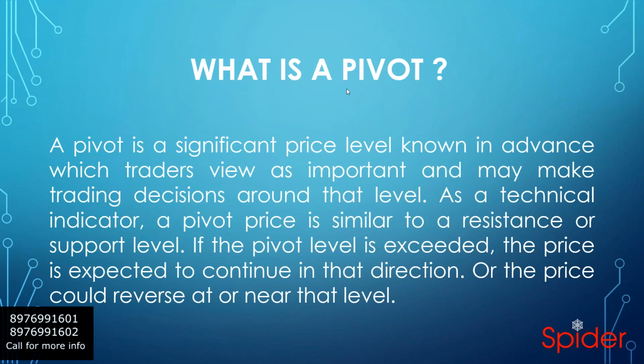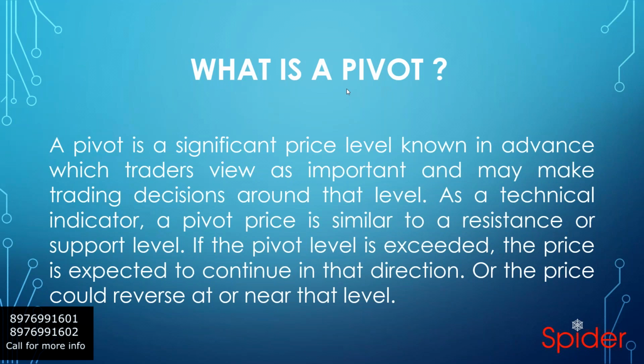A pivot is a significant price level known in advance which traders view as important and may make trading decisions around that level. As a technical indicator, a pivot price is similar to a resistance or support level, which is also known as the demand and supply zone. Why is it also known as the demand and supply zone? Being a resistance, if a particular price is at the resistance level, the sellers are very much active to put the prices down. So from that particular point there is a fall from that level.